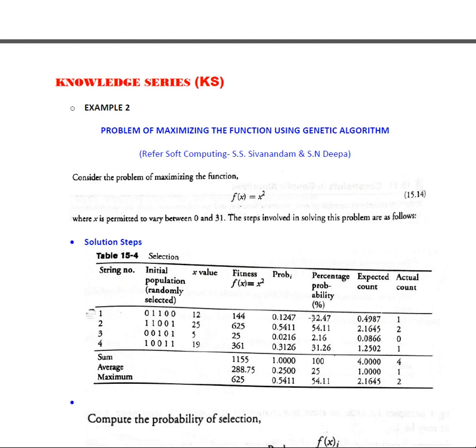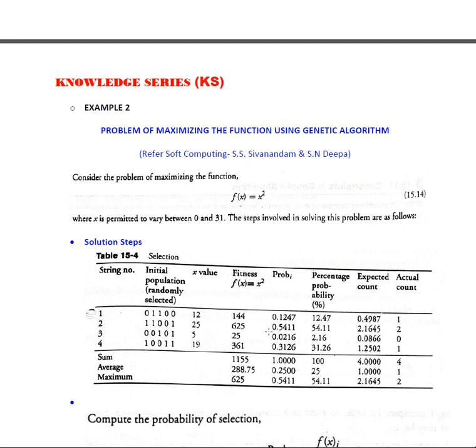0.1247. Similarly, we divide 625 by 1155, and we get this value. Like that, we divide all these values by 1155 and we get these values. That is what is written here. If you multiply this by 100, you get the percentage of the population here.